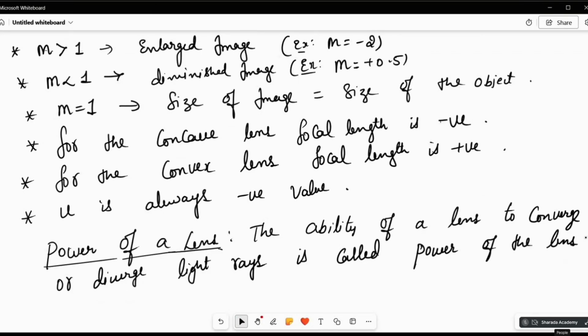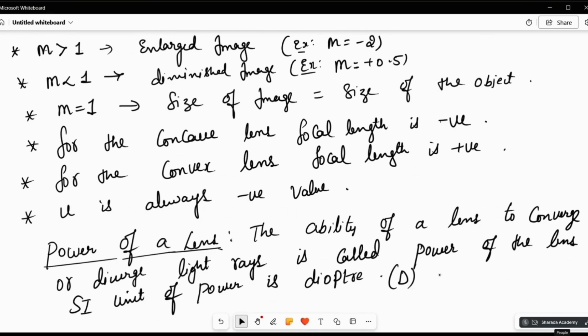What is the SI unit of power here, in lenses? Power of a lens we are studying. What is its SI unit? Pavan, Netra, what is the SI unit of this power? It is called the diopter. The letter D we use. Write down: SI unit of power is diopter. Symbol is D.